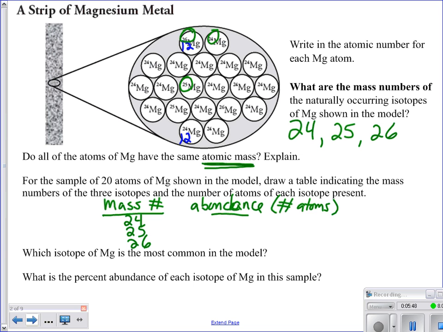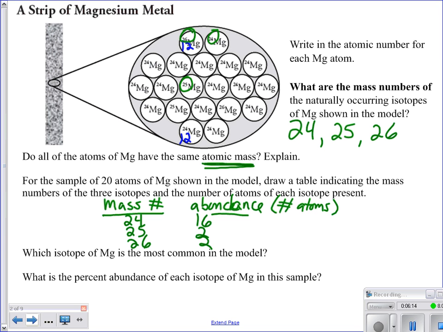And if I count this up, I count 16, just trust me on this, because I pre-counted this. I count 16 that are magnesium 24. I count 2 that are magnesium 25, and I count 2 that are magnesium 26. So which isotope of magnesium is the most common in the model?